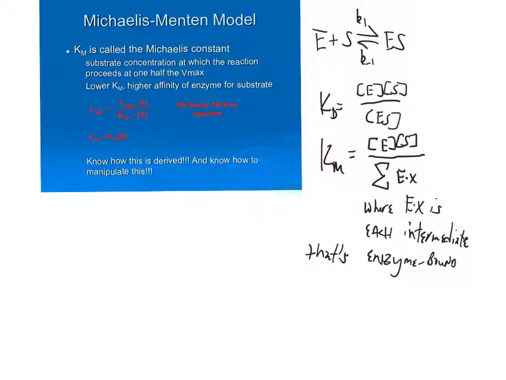So let's say that we've got an enzyme that's got two different substrates, so it's called A and B, and substrate A has a Km.